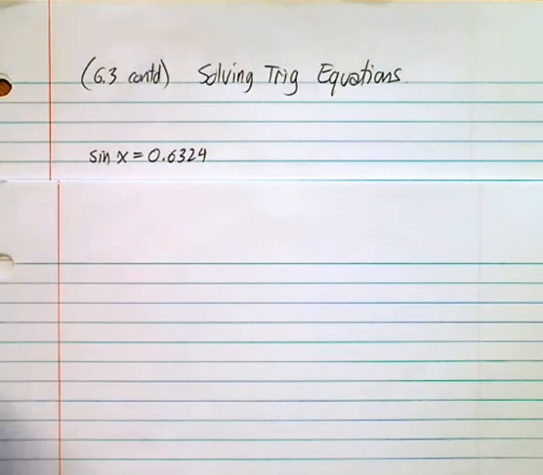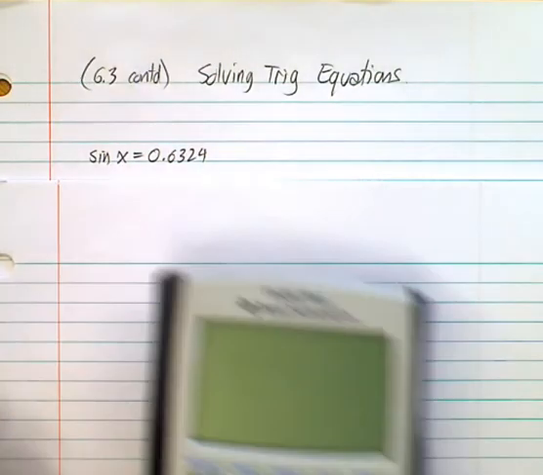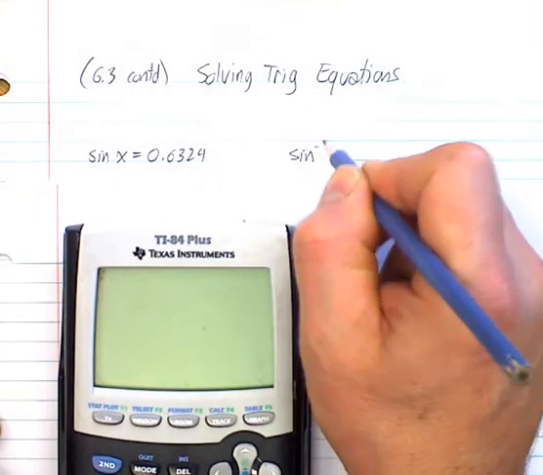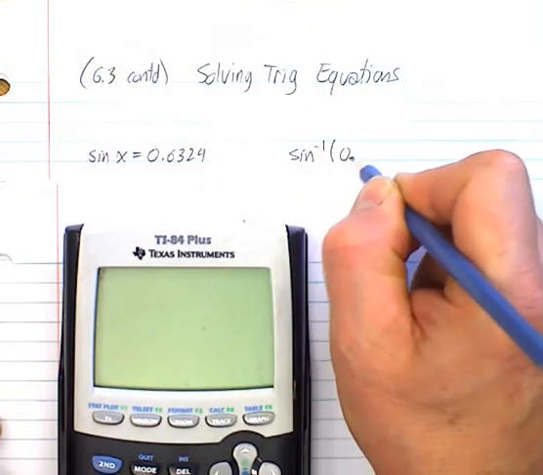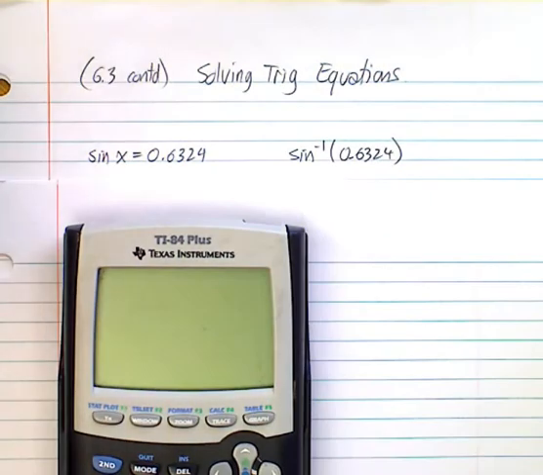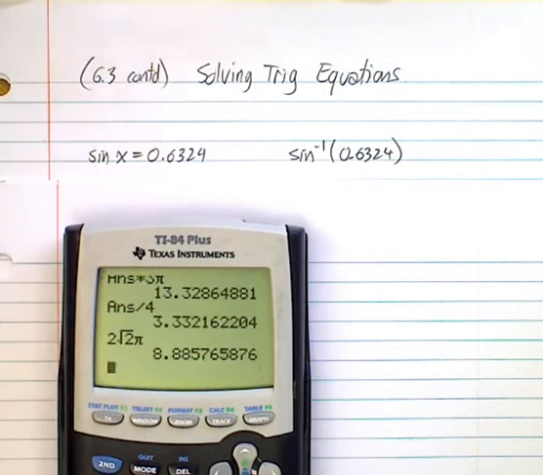So the first question that you might be concerned about is something like this. Sine x is equal to 0.6324. Now, I'm pretty confident that a lot of you know what you need to do with this, right? You go sine inverse of 0.6324, and then you can give me an answer. However, what you might not be aware of fully is that you can do this in both degrees and radians, okay? So you got to make sure that you understand what it is that you're doing.